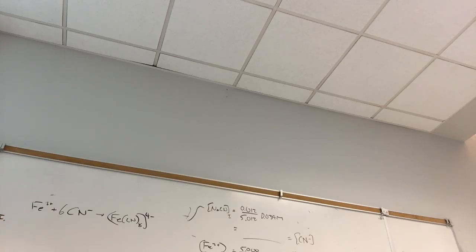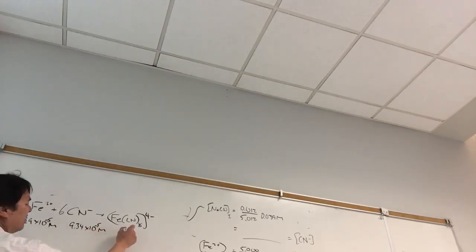What was the iron 2 again? The diluted concentration? What was it again? Like a 1.29 times 10 to the negative 5. Okay, 1.29 times 10 to the negative 5, thanks. And the cyanide concentration? 9.34 times 10 to the negative 5. Okay. And then the complex concentration should be 0.